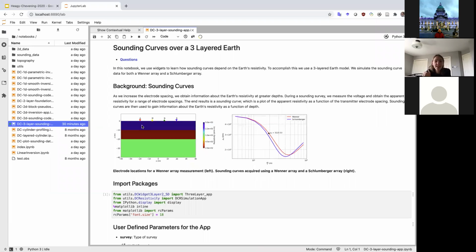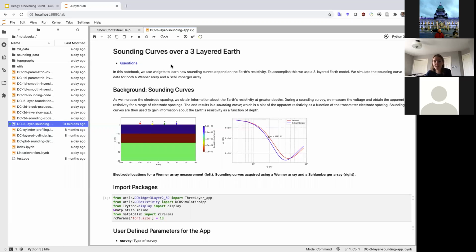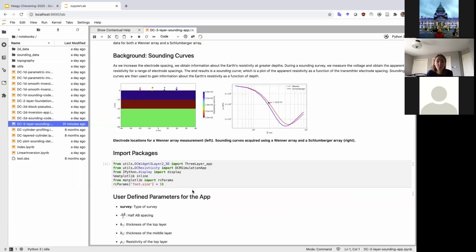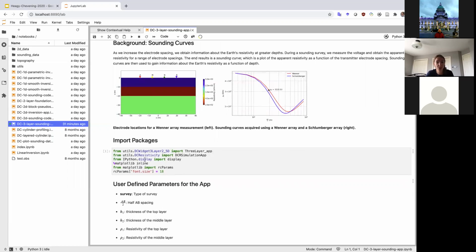Yeah. So what it is, Jupyter notebooks are an interactive computing environment. So you can combine text. So this is just some text that I've written, or other folks have written, for this groundwater project. We've included some images and things like that. But then you can also include code. So here we've got some Python code where we've written some apps or widgets that we're going to work with to actually run DC resistivity simulations. So we've got examples like this where we're importing code.